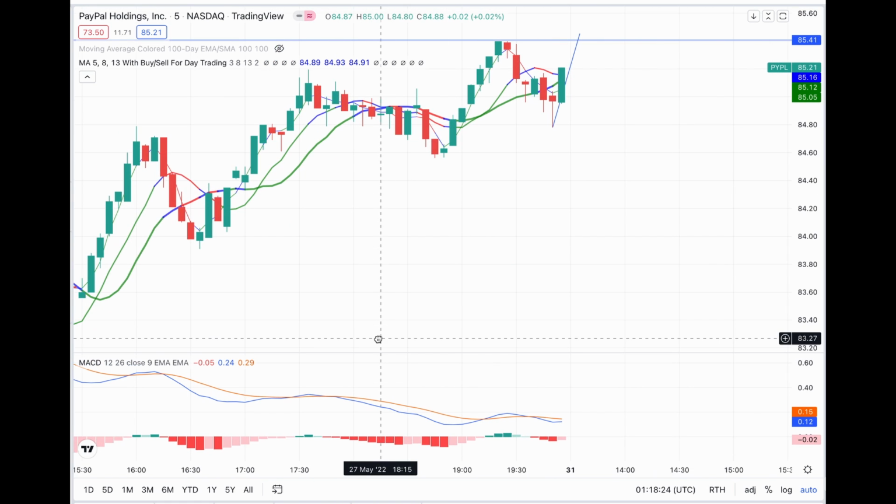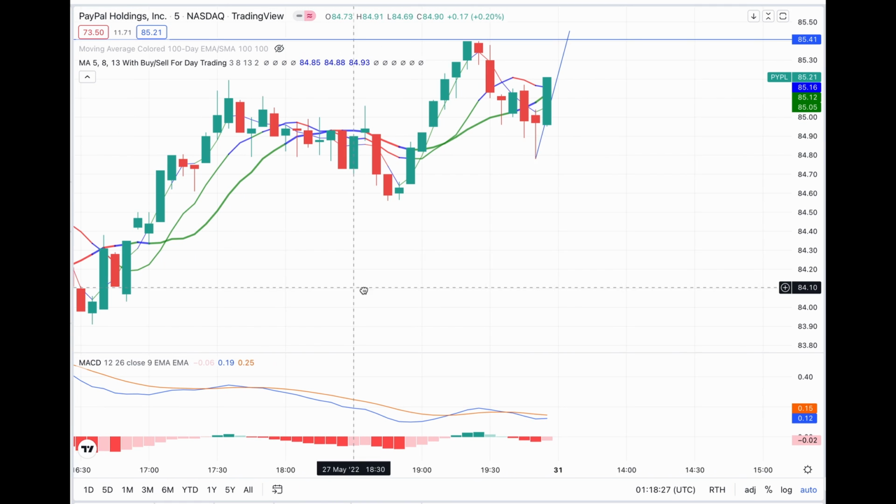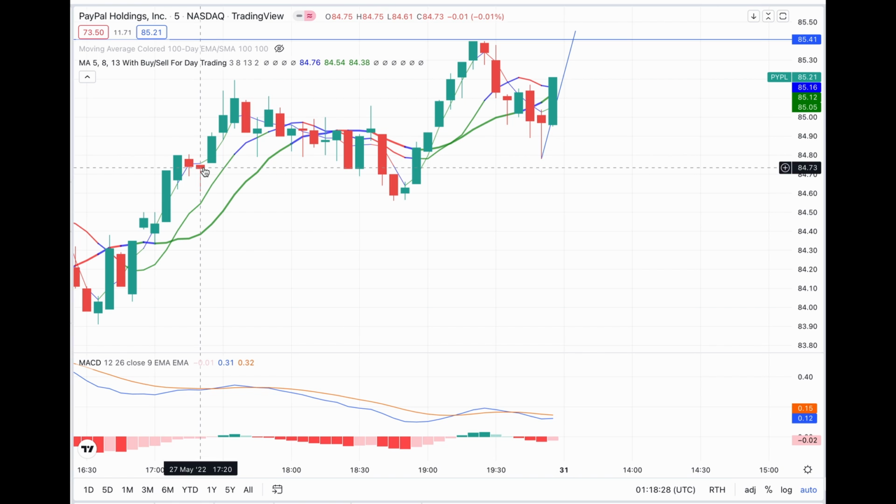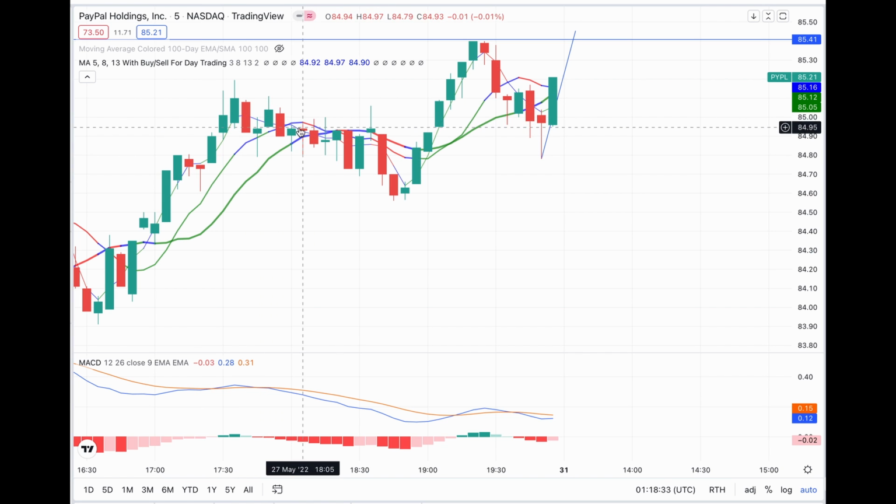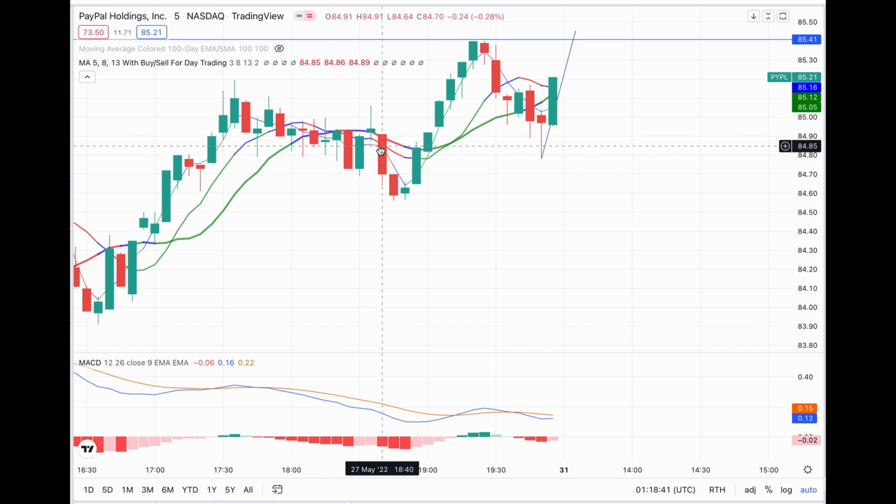So for example, if we look at it here, we see the 5 is here and then the 8's here. You can see that the 5 then goes through the 8 and the 13, and then the 8 follows and goes through the 13 as well. Now we're in a downtrend. Okay, you can see that there.